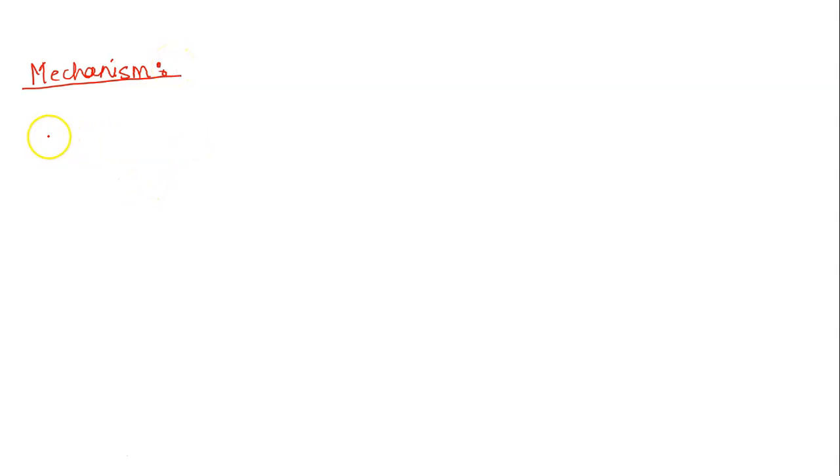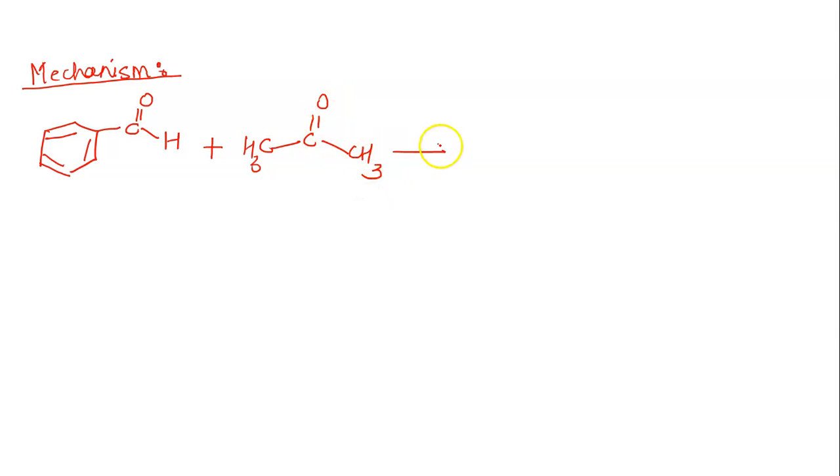So I'm going to teach the mechanism with the help of the first set of starting material, that is benzaldehyde plus acetone. Okay, so how does this reaction proceed? This reaction actually involves 3 steps.